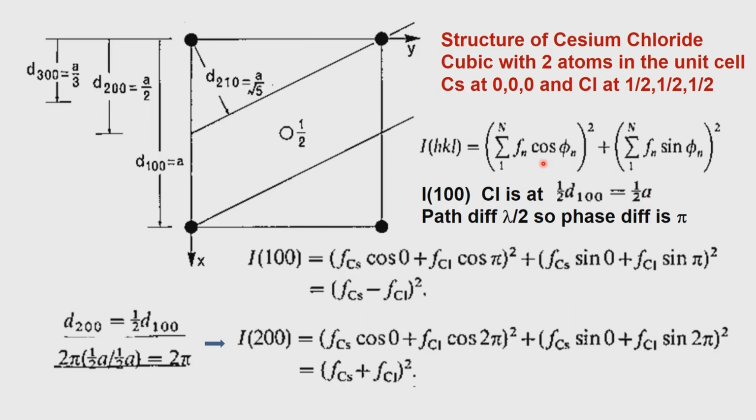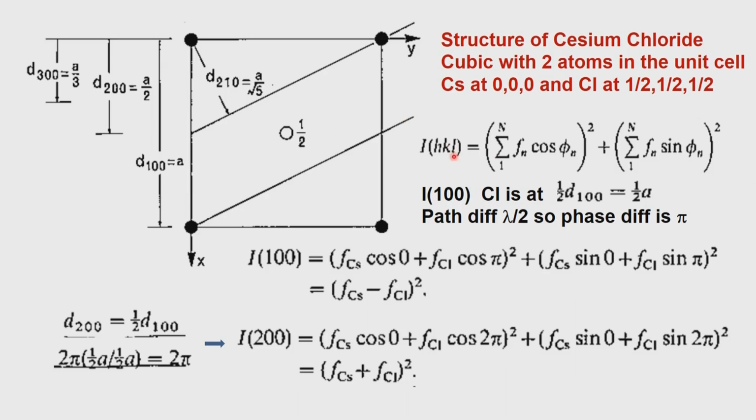The structure factor is a complex number, and the square of the structure factor gives us a value proportional to the intensity. It is expressed as cosine plus i sine in the complex diagram. Since that is our structure factor, when we square that quantity, we get this expression.